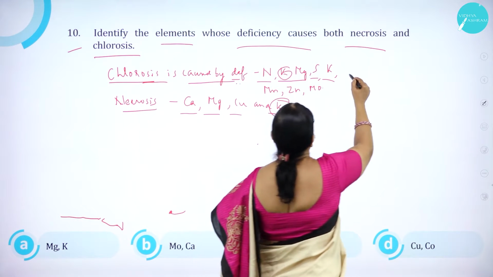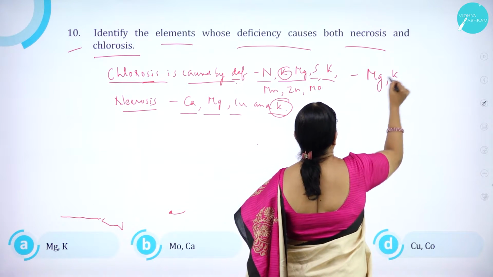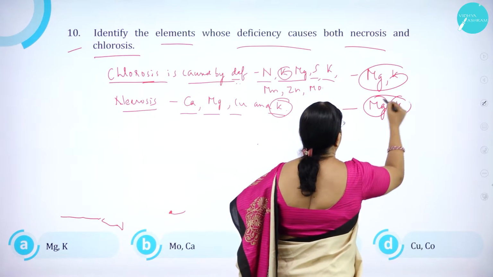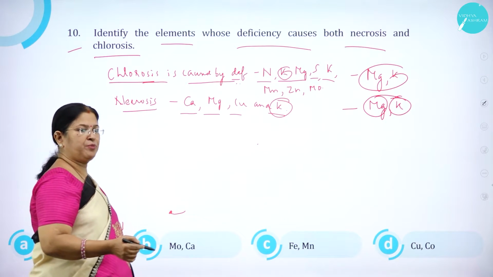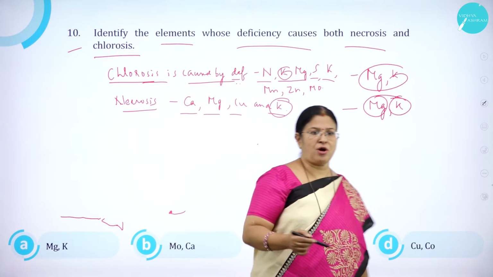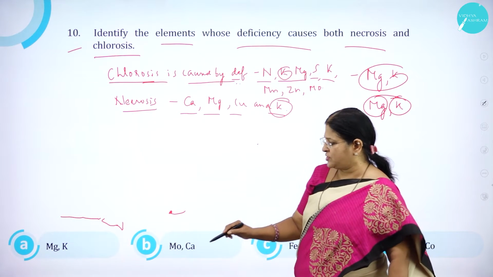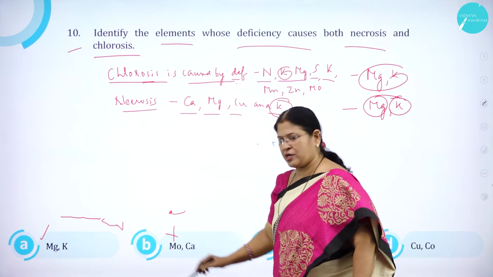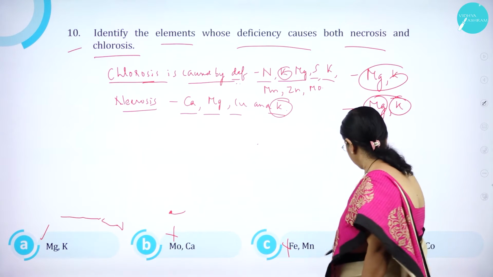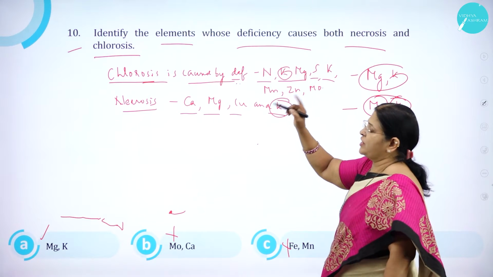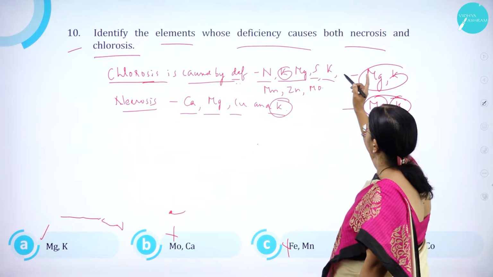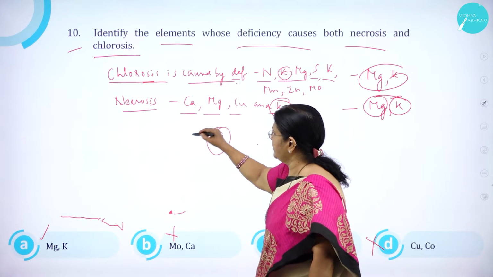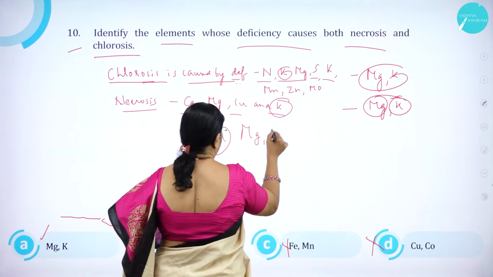Here you can see both are magnesium and potassium. Here also you can see. So which is the option which is having both magnesium and potassium as common for both necrosis as well as for chlorosis? Option A, magnesium and potassium, correct. B, wrong. C, wrong. D, wrong. So option A is correct, that is Mg and potassium.